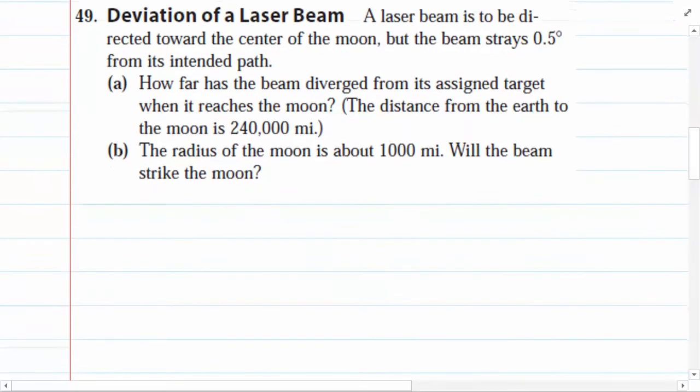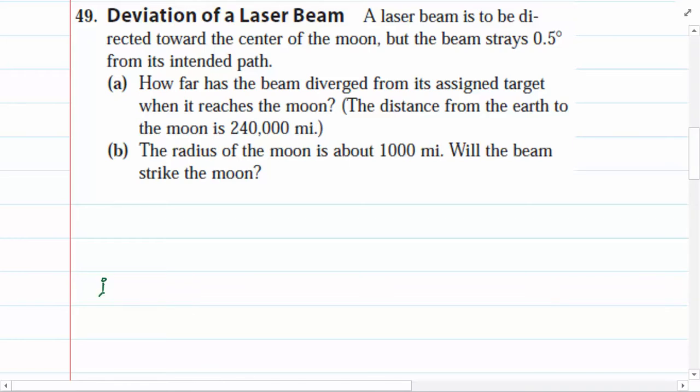So here's an interesting question. I have a laser beam on Earth that's to be directed towards the center of the moon, but the beam strays 0.5 degrees from its intended path. How far has the beam diverged from its assigned target when it reaches the moon? If we know that the distance from Earth to the moon is 240,000 miles. So let's create a small diagram again.